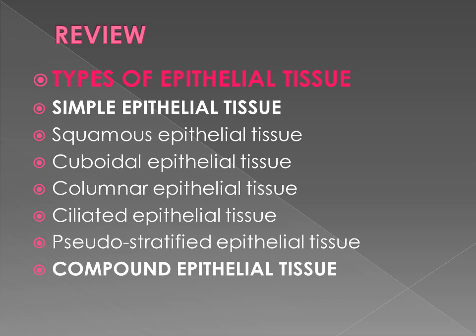Today's session we are supposed to discuss the rest of these 4 tissues: cuboidal epithelial tissue, columnar epithelial tissue, ciliated epithelial tissue, as well as pseudo stratified epithelial tissue. Okay. Here also we are going to see the shape of the cells, and their location as well as their function. That's all. Fine. Shall we go to the next one, cuboidal epithelial tissue? Fine.